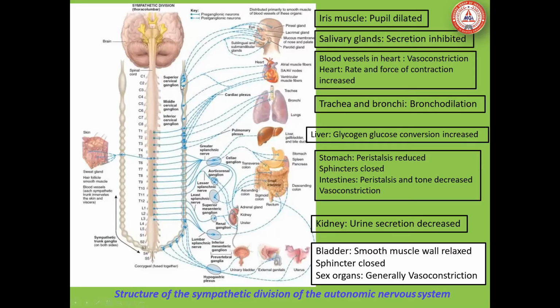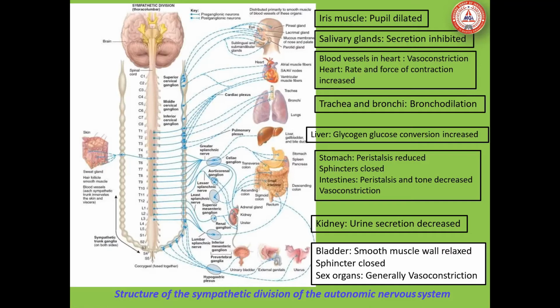The effect of the sympathetic nervous system on the eye, that is on the iris muscle, causes the pupil to dilate. In the salivary gland and other glands, it decreases the secretion of saliva. In the heart and blood vessels, there is vasoconstriction, and in the heart, the rate and force of contraction are increased. In the trachea and bronchi, it causes bronchodilation. In the liver, glycogen to glucose conversion is increased.